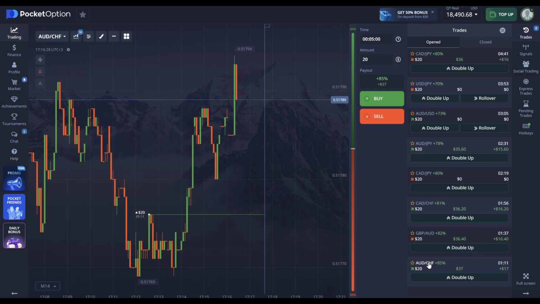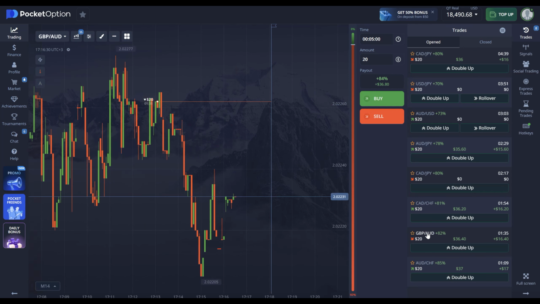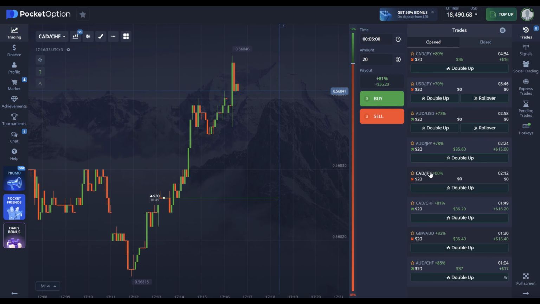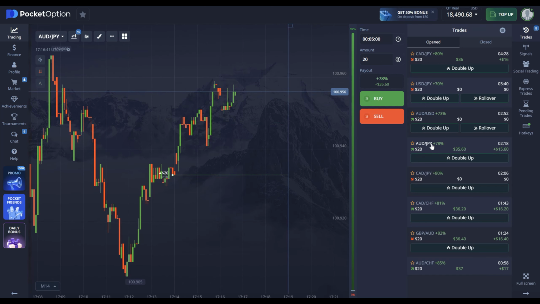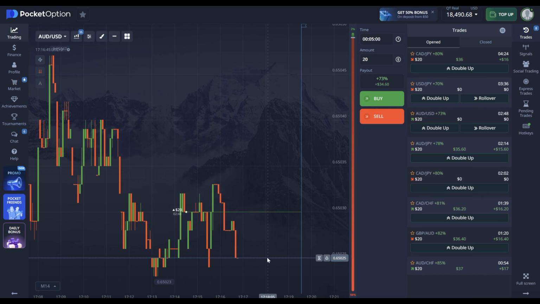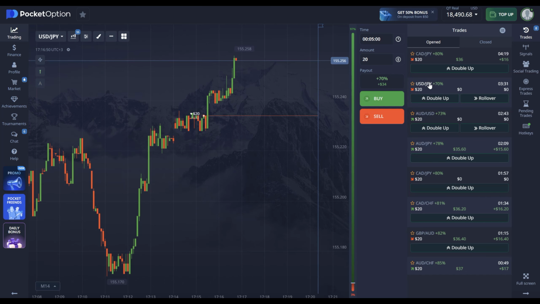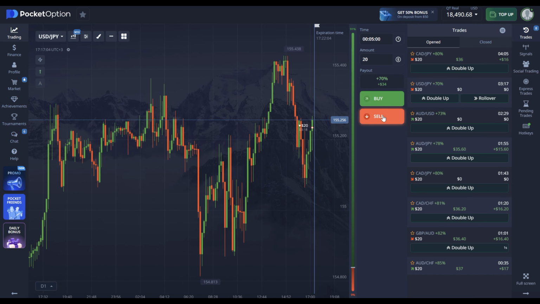Let's quickly go through the trades. Our Australian Swiss franc trade is confidently in the green. The British pound Australian dollar has also moved well into profit. The Canadian Swiss franc trade is in profit. Canadian dollar yen. The lower trade isn't in profit yet, we've duplicated it. Australian dollar yen is nicely in profit. Australian dollar US dollar is still in the red for now, but the price hasn't moved too far, so I won't duplicate it yet. And the dollar yen pair also hasn't reversed yet. Well, actually, here we could duplicate as well.